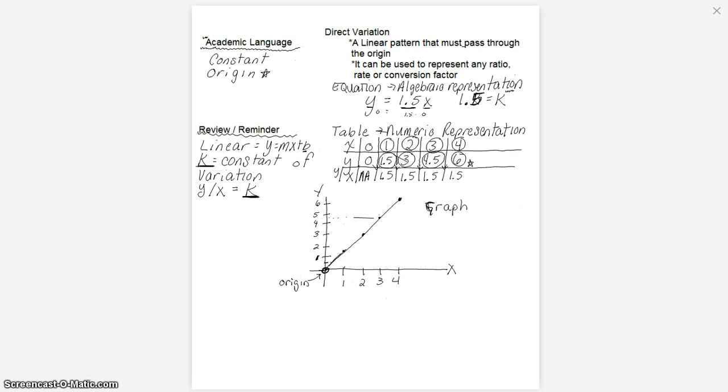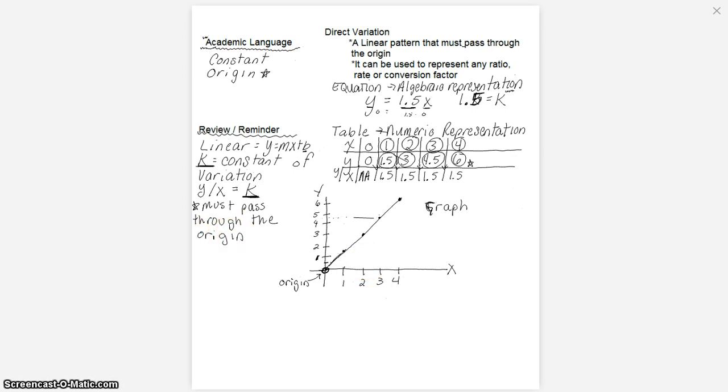Let's make a note over here under reminders that it must pass through the origin in order to be a direct variation. Must pass through the origin.